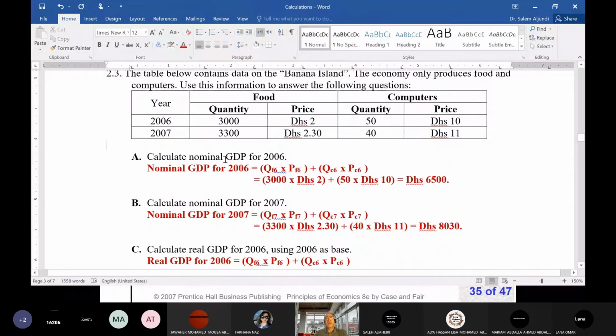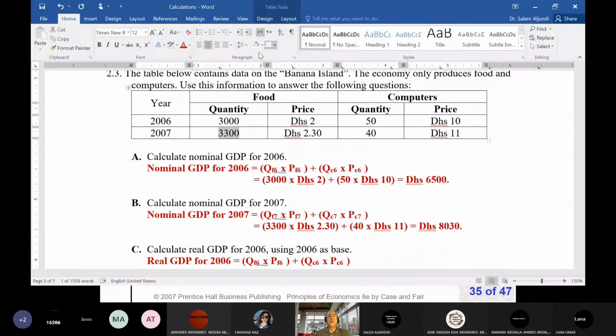Okay. So now what I will do, it's technology. See here, the quantities produced in 2007: 3,300 of the first good and 40 for the second good. What are the prices of these goods? Fixed prices. Use the prices of 2000.